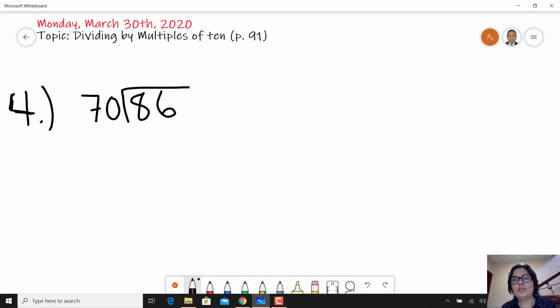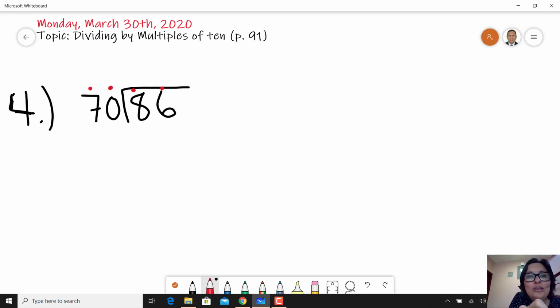Okay, in number 4, we are almost finishing. This one is the last exercise that we are going to do. In number 4, we have 86 divided by 70. So again, how many numbers do I have here? 7 and 0. So I will take 8 and 6 from here. Tell me, can you divide 86 by 70? Yes, because 86 is greater than 70.